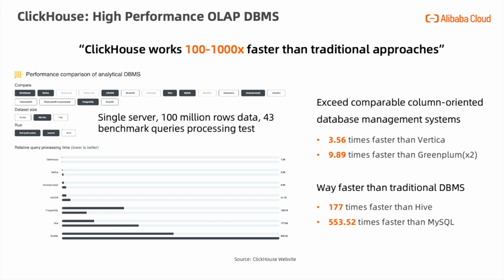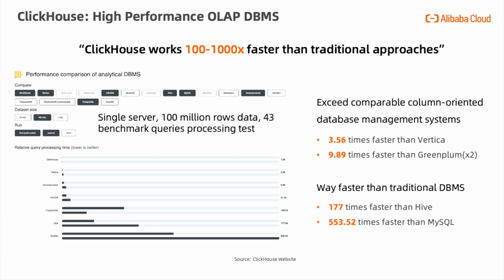To compare ClickHouse with other products, we have to mention Vertica. Vertica is a massively parallel processing data warehouse platform designed to work with big data. ClickHouse is 3.56 times faster than Vertica. Also, compared to the well-known Greenplum, ClickHouse is over 9 times faster than Greenplum X2. And it's way faster than traditional database management systems. For example, it is 177 times faster than Hive and over 500 times faster than MySQL. So we could see that's the magic of ClickHouse.